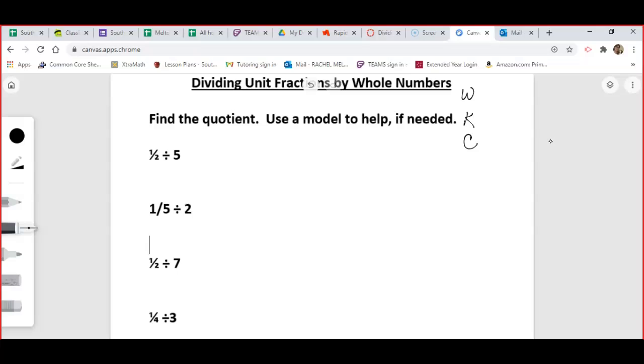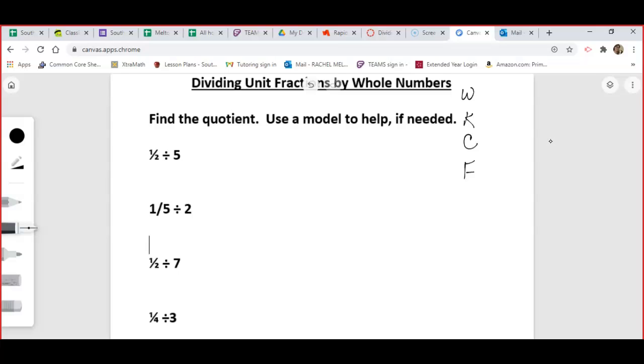Okay. All right, Sadie, what's our last step? To flip the, I don't know how to say it, but the reciprocal. There you go. Yes. All right, very good. Now that we know our steps, let's go ahead and get started.